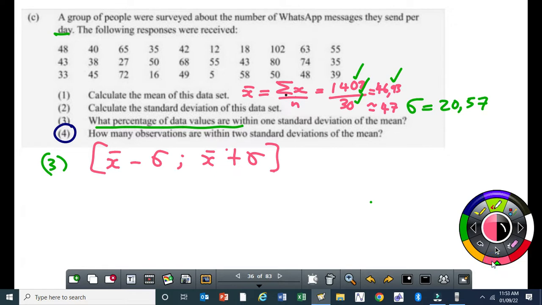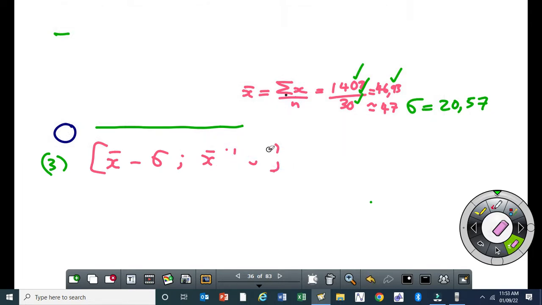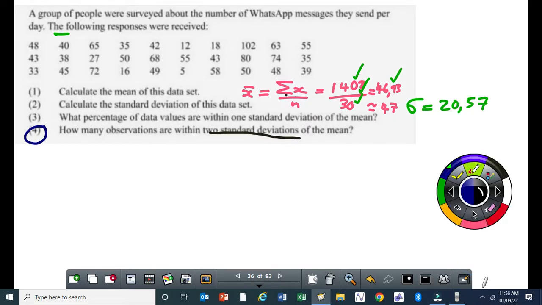Let me just erase this and fix that. We have got 2 standard deviations, so the interval changes now. The distance from the mean is longer because we have 2 standard deviations. So that interval is going to be x bar minus 2 sigma. This will be the lower limit. The upper limit is going to be x bar plus 2 sigma.